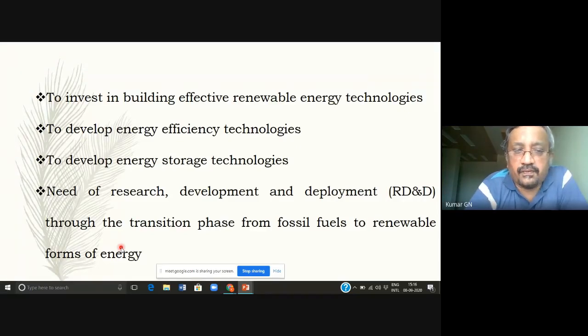Next, the need for research, development, and deployment, RD and D. Research, development, and deployment is a very important thing. Whatever points I told, even once we identify the renewable technologies, we can improve the efficiency, or the energy storage system we can also introduce. In this aspect, we can do the research, we can improve the technology, and we can introduce it to the common man. Okay.